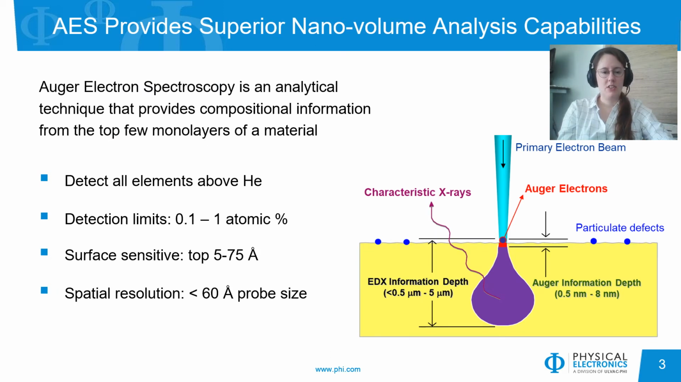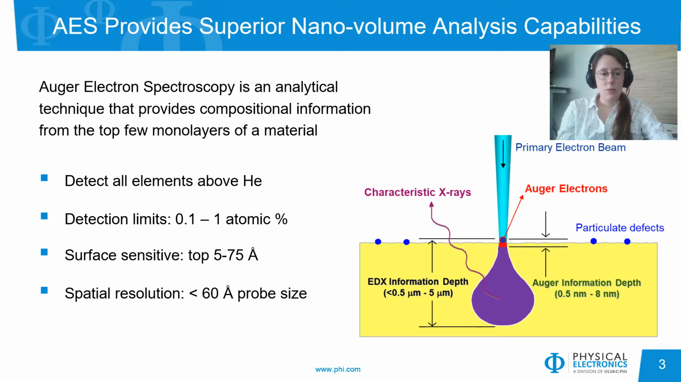AES is an analytical technique that provides compositional information from just the top few monolayers of a material. You can see in the diagram here, if we have a primary electron beam that interacts with the sample surface, it creates a large volume of interaction, and this large teardrop shape is where we get characteristic X-rays for EDS analysis, for example. But if you look at the top of the teardrop, that's actually where our Auger electrons are coming from, and you can see this creates a very small spot size as well as high surface sensitivity.